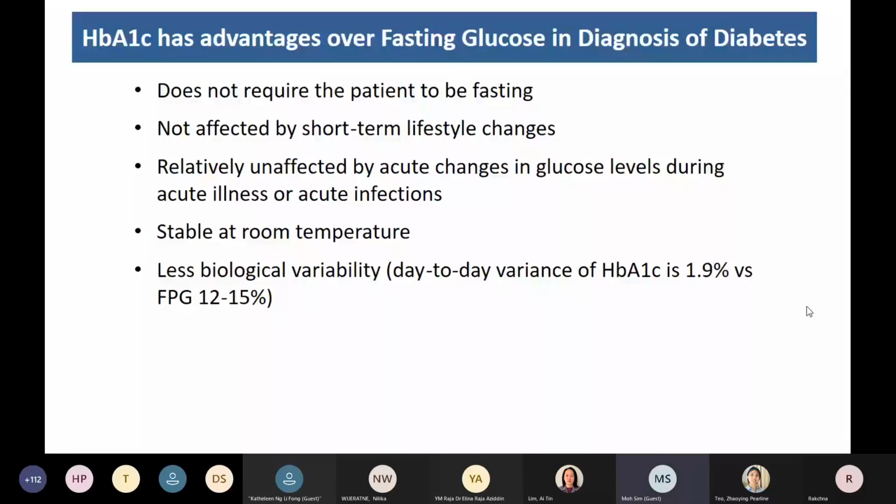HbA1c is also relatively unaffected by acute changes in glucose levels during acute illnesses or acute infections or during extreme trauma or stress conditions. HbA1c is stable at room temperature. You do not have to worry about glycolysis. And last but not least, HbA1c demonstrates less biological variability compared to fasting plasma glucose. The day-to-day variance of HbA1c is 1.9% versus 12 to 15% for fasting plasma glucose.